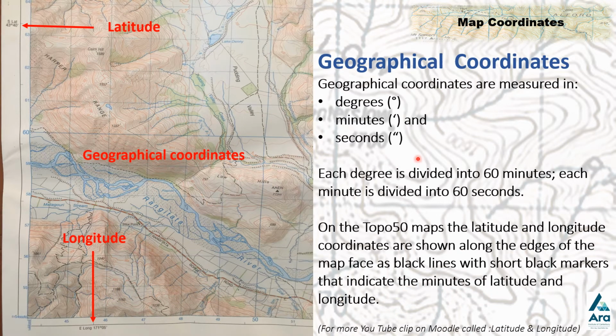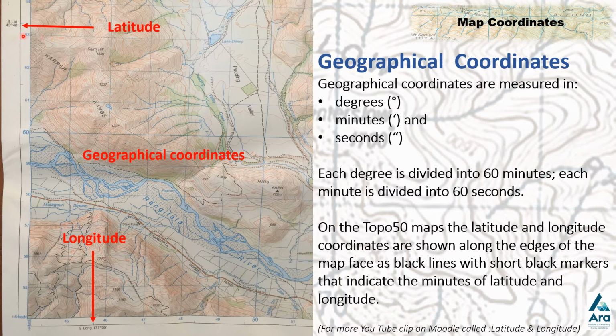Right, let's look at geographical coordinates first. These are measured in degrees, minutes, and seconds. The degrees symbol is a small circle, elevated, minutes is one dash, and seconds is two dashes. Each degree is divided into 60 minutes, and every minute is divided into 60 seconds. On the Topo 50 maps, the longitude and latitude are shown on these long black lines on the vertical and horizontal axis, with these small black dashes along here.